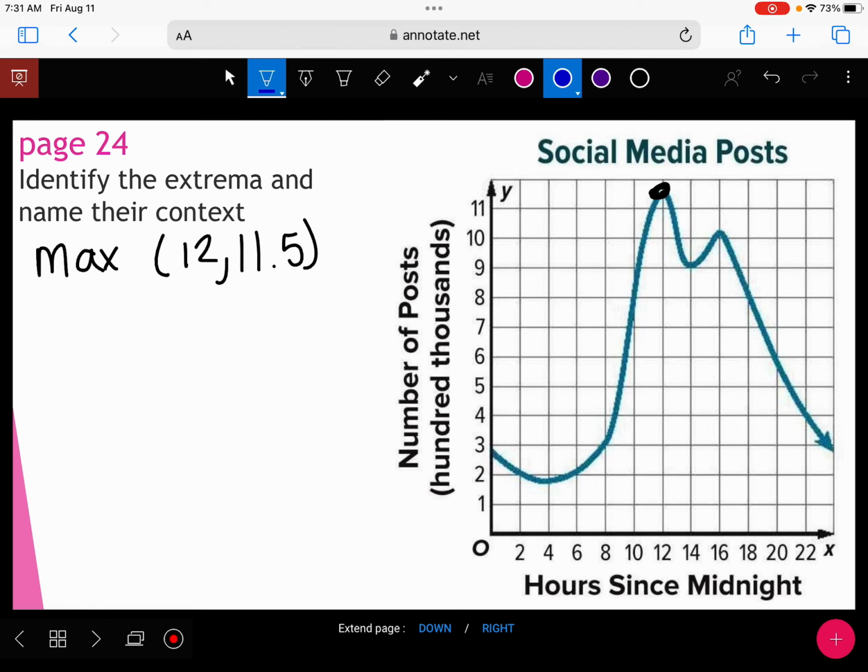All right. What else we got? Another, so a relative max. I'm just going to put rel max. Relative max. Where? 16, 10. 16, 10. This guy. It's another little baby peak.